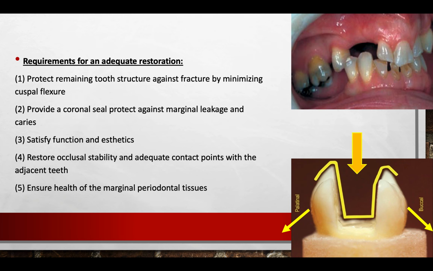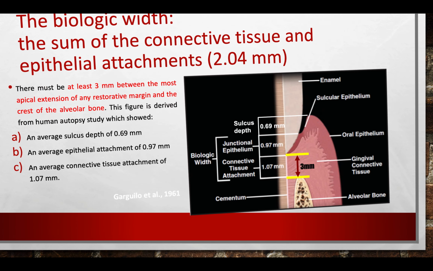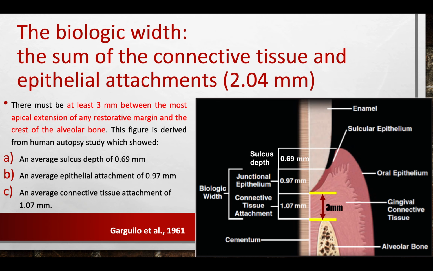We want to restore the occlusal stability and provide adequate contact points with the adjacent teeth, because if not done properly, you will have gaps and the teeth will start moving and over-erupting. So the restoration should provide occlusal stability and adequate contact points to prevent tooth drifting and tooth movement. And you also want this restoration to ensure the health of the marginal periodontal tissues and to respect the biologic width. So your restoration should not invade the biologic width.